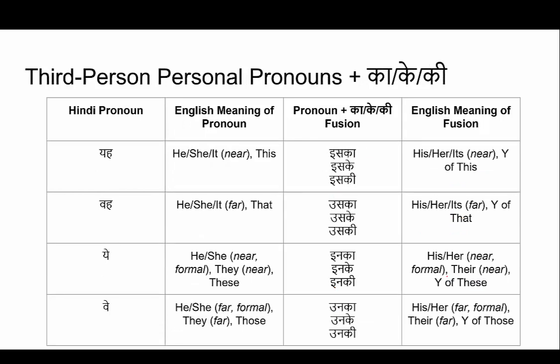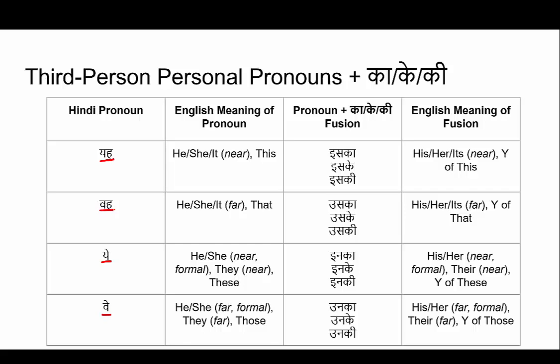Now, for the third person personal pronouns, I'm going to pronounce them how they were spelled, because even though they're spelled differently, yaha and ye are still pronounced as ye, and vaha and ve are still both pronounced as vo, and that can be confusing when I'm talking about them. So I'm just going to pronounce them how they're spelled.